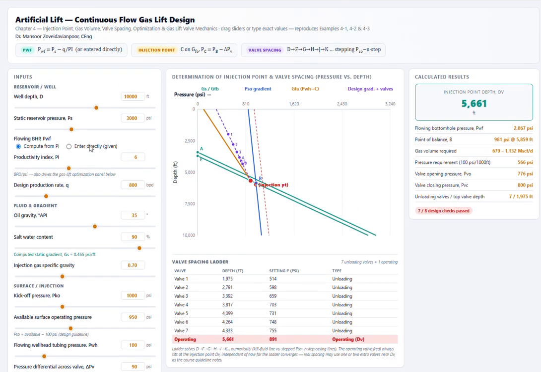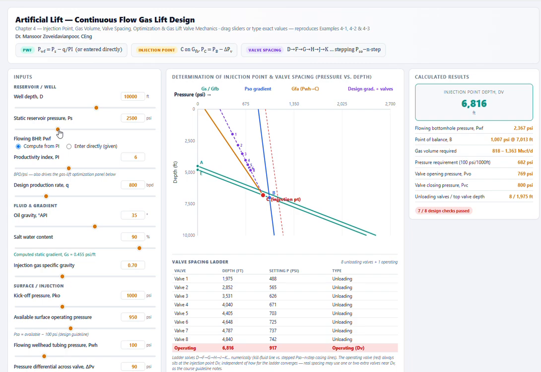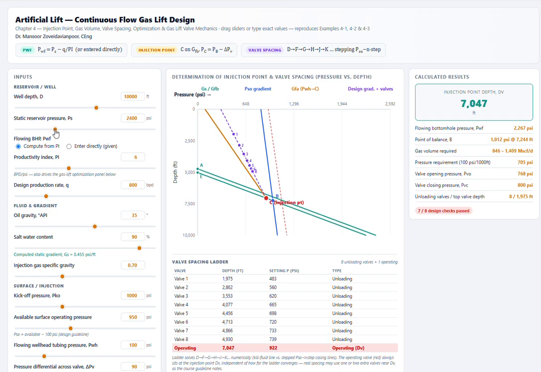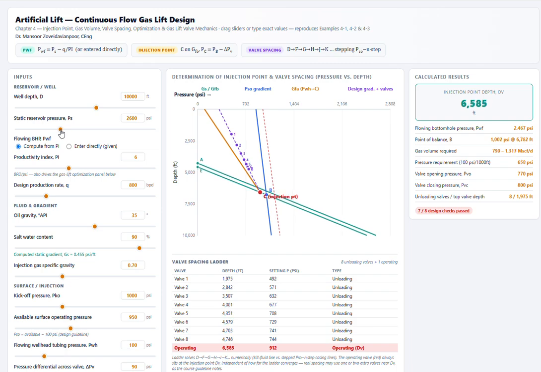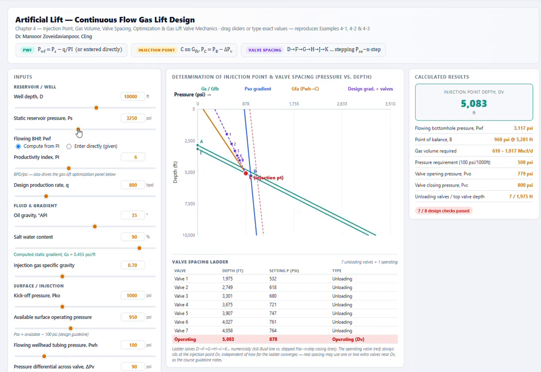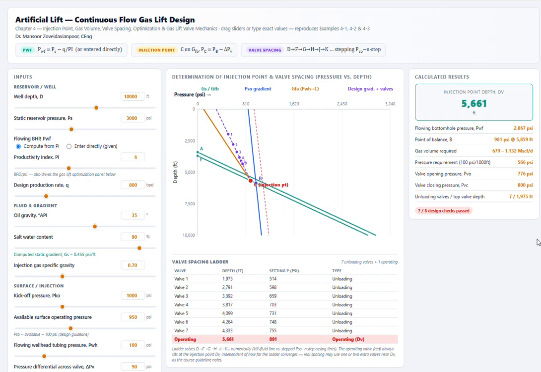So I give you another example. For example, the static reservoir pressure is 3000. Suppose that the static reservoir pressure decreases. So what will happen? As you can see here, our injection point will move deeper because this needs to accommodate for the lower pressure, and of course water and extra gravity are actually a challenge here in our case.